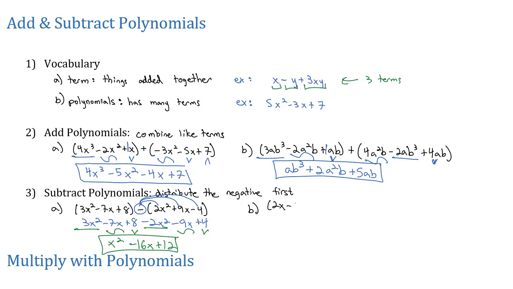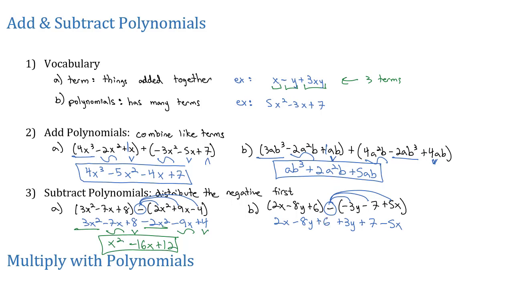Let's do 2x minus 8y plus 6. And we're going to subtract the polynomial of negative 3y minus 7 plus 5x. Again, I have to take that negative and distribute it through, giving me a positive 3y, a positive 7, and a negative 5x. Taking the negative all the way through, changing all the signs. The first polynomial of 2x minus 8y plus 6 is unchanged.